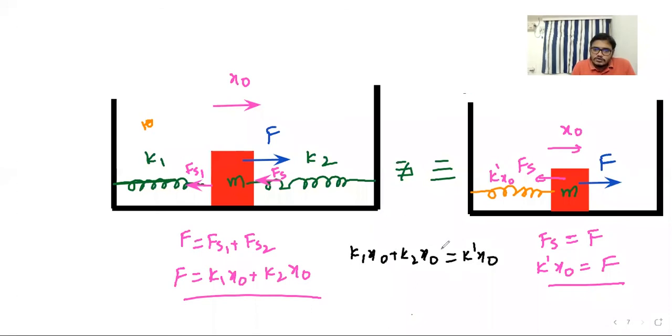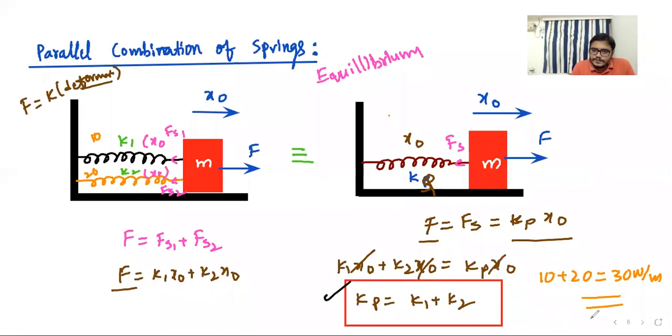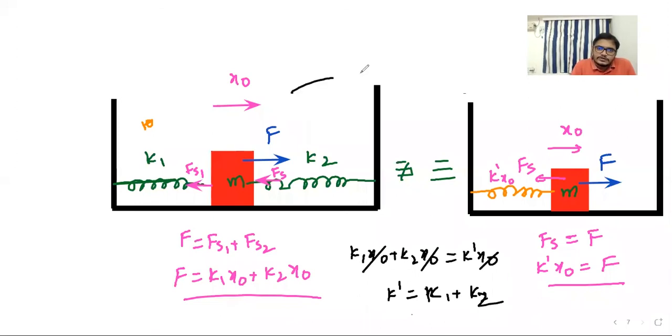Your favorite part in mathematics is cancellation. So K dash is equal to K1 plus K2. What combination does it look like? Parallel. That's why I call this a parallel combination. You understood, my dear children?